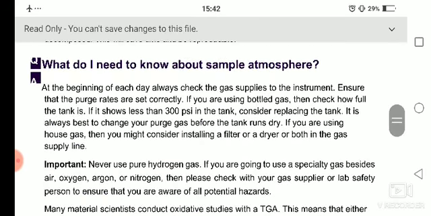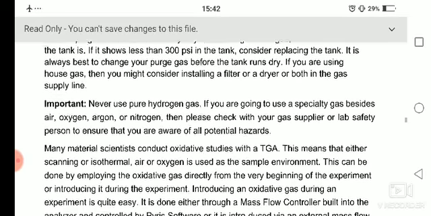What do I need to know about the sample atmosphere? At the beginning of each day, always check the gas supply to the instrument.